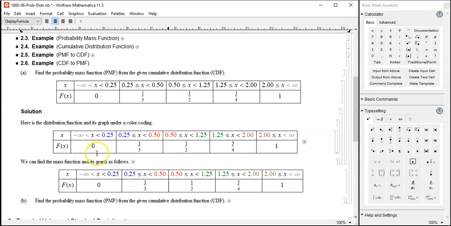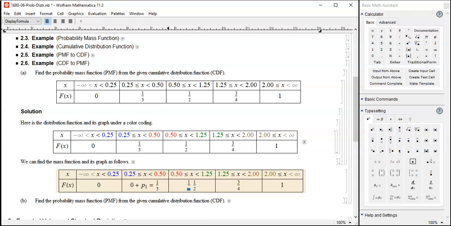Please remember, these are cumulative probabilities. So we start from 0 and we add something to get 1/3. And then from 1/3 we add something to get 1/2. And from 1/2 we add something to get 3/4 basically. So what am I talking about here? Here this is 0 plus something. That has to be 1/3. And we are looking for this. What did I just add?